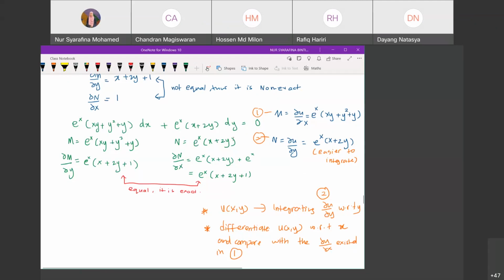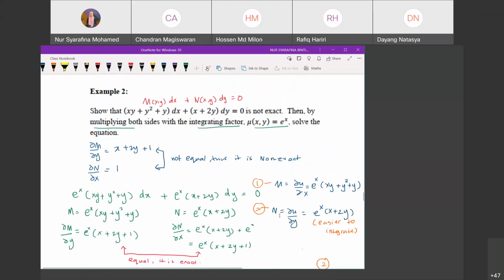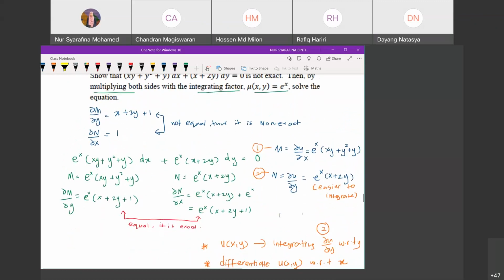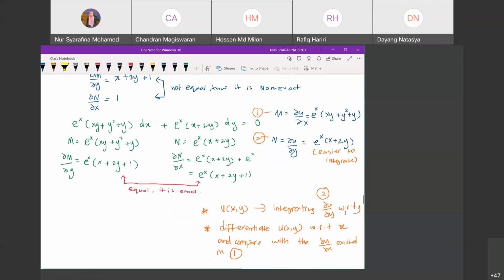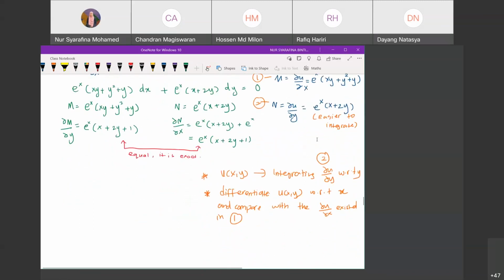Okay, look at the method. This is how I instructed you to do the solution process here. Now for this, we are agreed to choose method 1, right? Why? Because both functions are not suitable to do integration. So let's choose method 1 where we just choose one function to integrate, and you choose the second equation here because it is easier to integrate. Okay, so what is your next step?